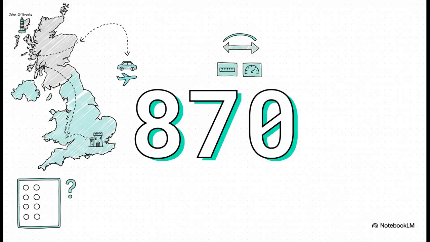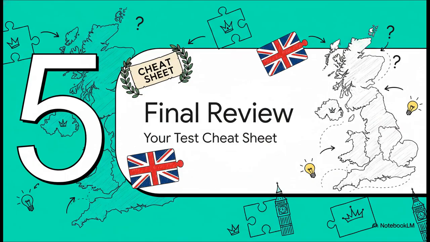Okay, here's a number you might want to remember. The distance from the very top of the mainland to the very bottom is about 870 miles, or 1,400 kilometers. That's from John O'Groats, way up in the north of Scotland, all the way down to Land's End in the southwest of England. It's a classic trivia fact that's just perfect for a multiple-choice question. All right, we've covered a lot of ground. We've got all the pieces of the puzzle. Now let's put it all together for one final review.